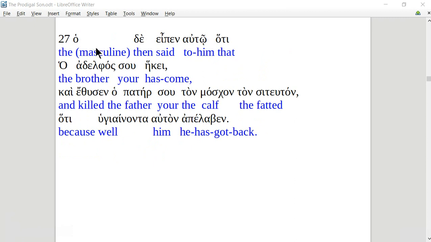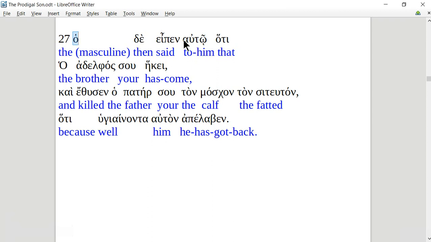Ho de eipen auto, so again, as I've explained in other videos, this ho is the masculine singular form of the word for "the." In English we just have "the" as one word, but in Greek the word "the" takes lots of different forms. So one advantage of that is that all you need to do is to put the masculine singular form of the word "the", and you don't need anything else, because you know it's talking about one male person. So in English we would say he.